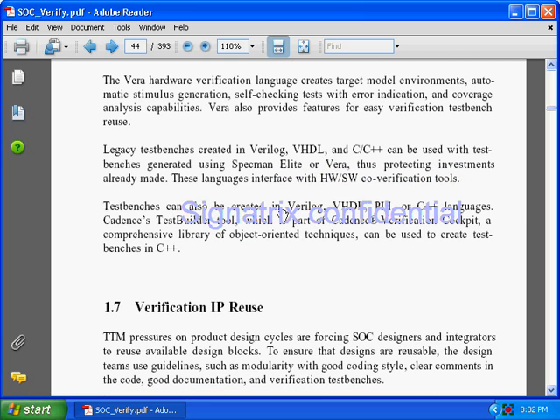Test benches can also be created in Verilog, VHDL, PLI or C++ language. The Cadence Test Builder tool, which is a part of Cadence Verification Cockpit, a comprehensive library of OOPS techniques, can be used to create the test bench in C++. What they are trying to say is Cadence has an open library for C++. There are some classes they have implemented. Cadence is also providing one tool, that is the Test Builder tool. With the help of that tool, you can implement your test bench much more easily by using the already existing libraries with OOPS techniques.